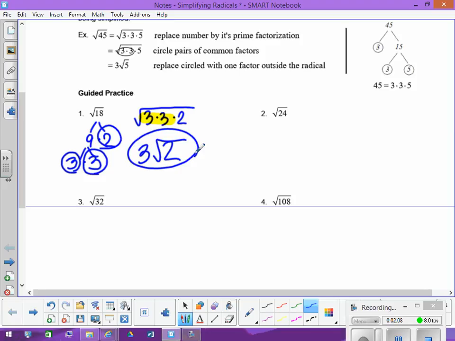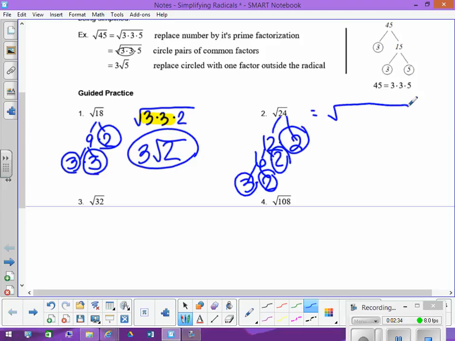Okay, so 24. So if we have 12 times 2, 2 is prime. What do we break 12 into? 6 times 2. Some people say 4 and 3. Doesn't matter. We have 6 times 2. 2 is prime. At 6, we still have 3 times 2. So if I write my prime factorization, write it all out, we've got 2 times 2 times 2, and then times 3.